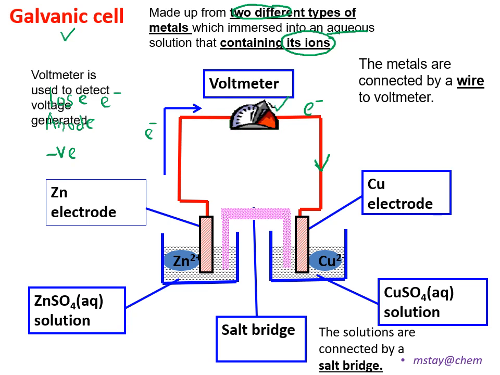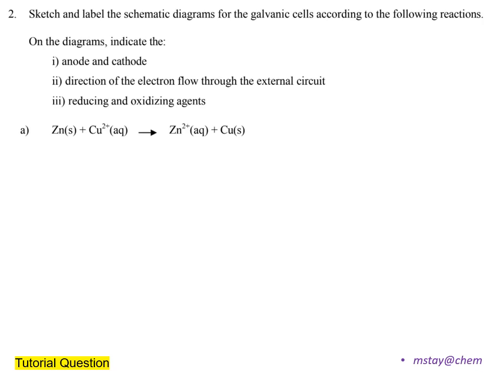Let's proceed with tutorial question number 2. Sketch and label a schematic diagram for the galvanic cell according to the following reaction. In the diagram, you need to label the anode, cathode, direction of the electron flow, and also mention which is the reducing agent and oxidizing agent.